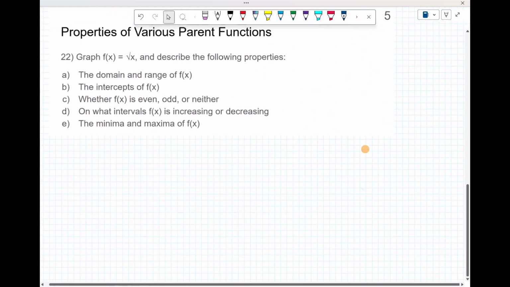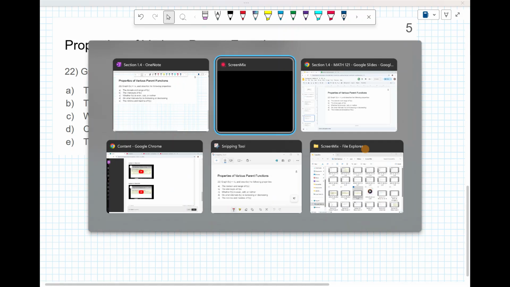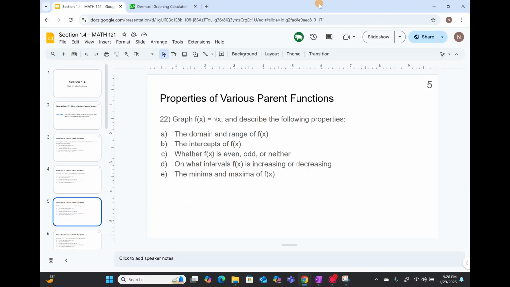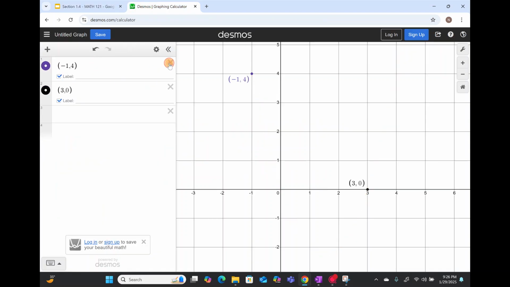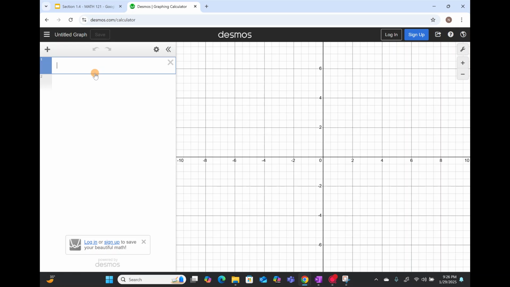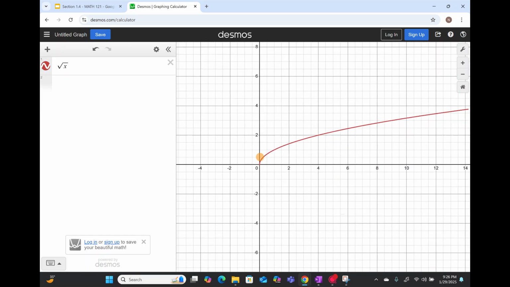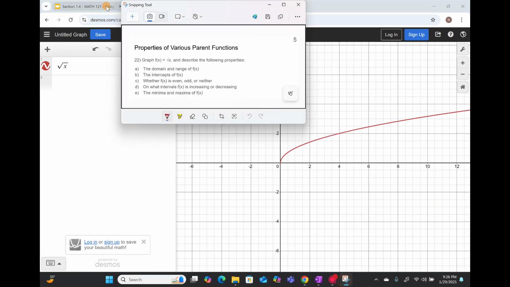We'll start with the square root of x. To make our life a little bit easier, we are going to be using Desmos to graph many of these functions. So we'll start with the square root of x. In the square root of x, the graph looks something like this. Let's just copy and paste this.